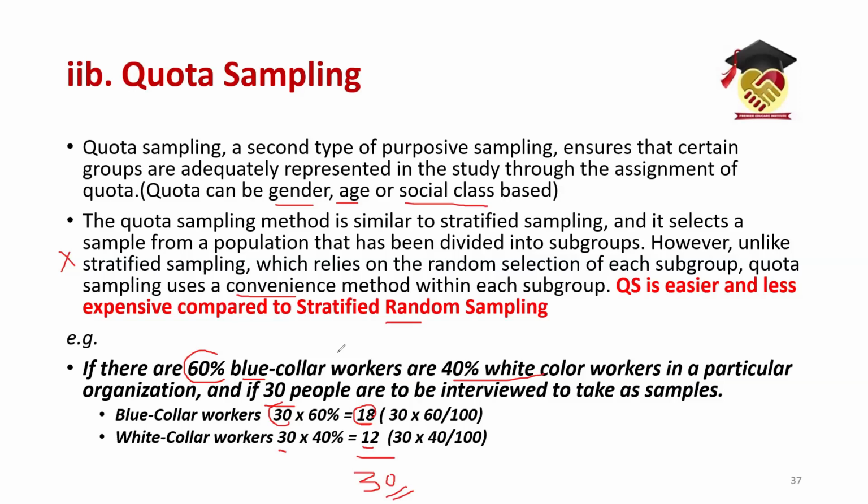Is it clear? Is it clear? The difference between quota sampling and stratified random sampling. Both methods are based on strata, right? Meaningful strata, male and female. But here the samples are taken conveniently. In stratified sampling they are random. That is why it is called stratified random sampling.